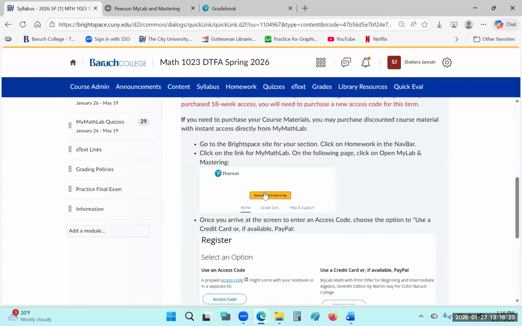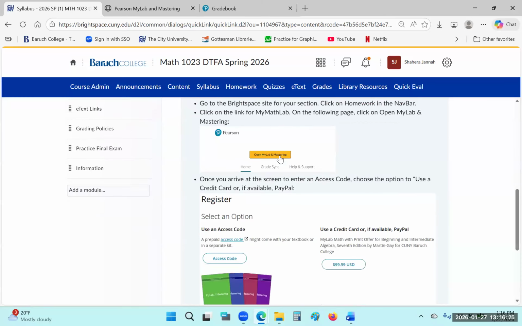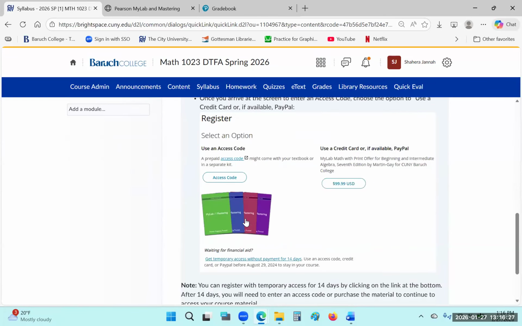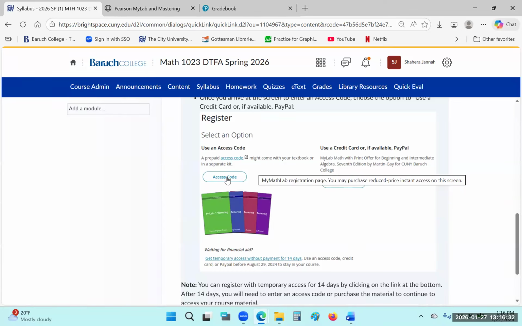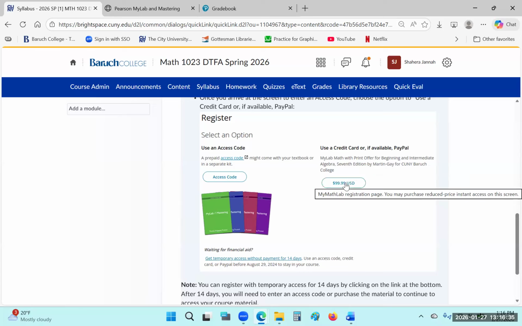So here, this is what we did. Once you reach here, you click on MyMathLab, and then you're going to see either you have an access code or you need to buy the access code. So if you have to buy the access code, you buy it, and once you buy it, you see here it says get temporary access. So you get a 14 days trial period, grace period. So for 14 days, you can use MyMathLab for free. And then after that, they will not let you have any access. So you have to buy it.